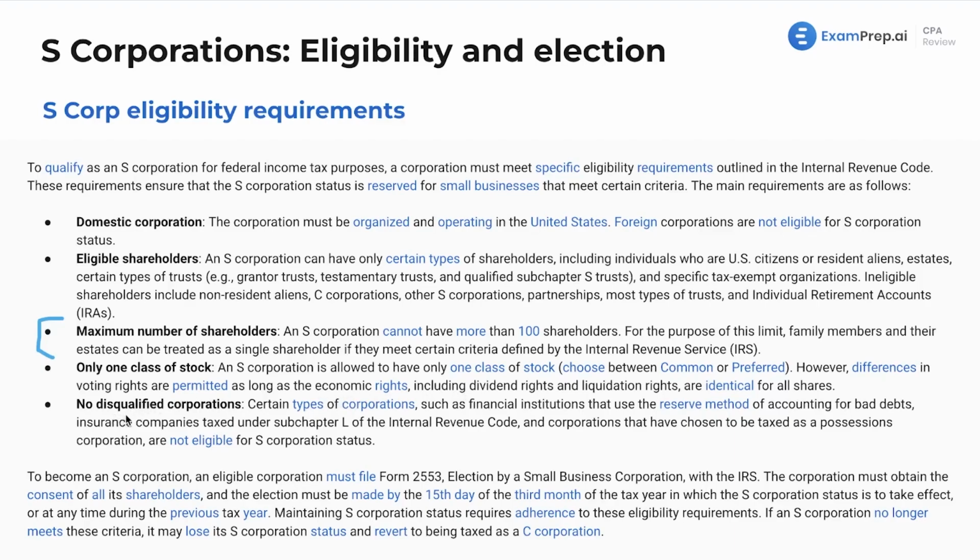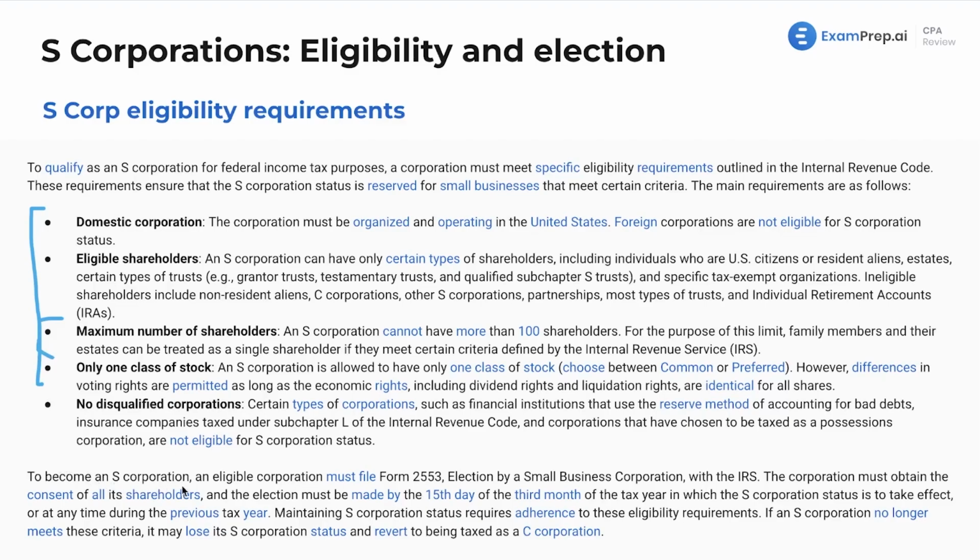And lastly, no disqualified corporations. Certain types of corporations, such as financial institutions that use the reserve method of accounting for bad debts, insurance companies taxed under Subchapter L of the Internal Revenue Code, and corporations that have chosen to be taxed as a possessions corporation are not eligible for S-corp status. This one's probably the least important of the criteria, hence its placement on the bottom. These are going to be the main ones you should know.